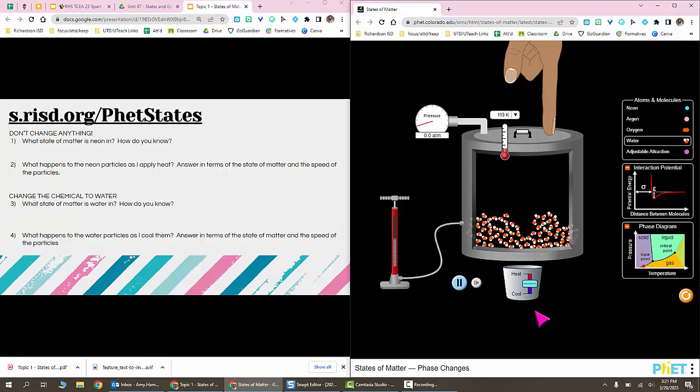Now something interesting has happened. Now they're not even sliding past each other, really. Now they're locked into place. So as they get locked into place, that would be a solid. We know that because they are no longer sliding past each other. They are stuck in place, and they are simply vibrating a little bit.